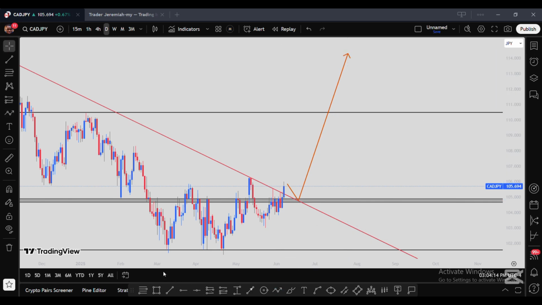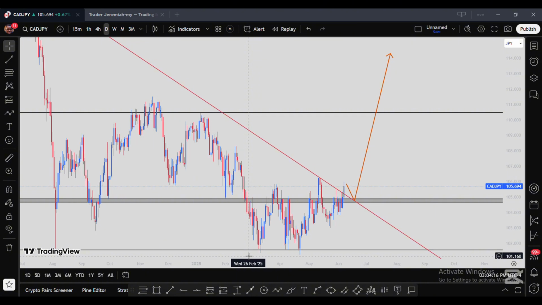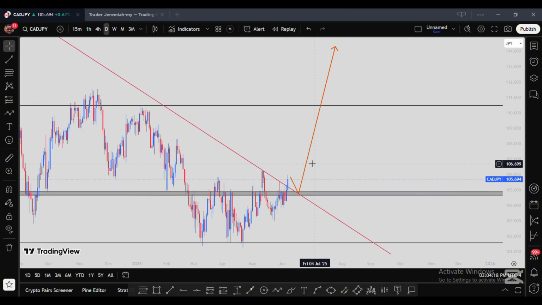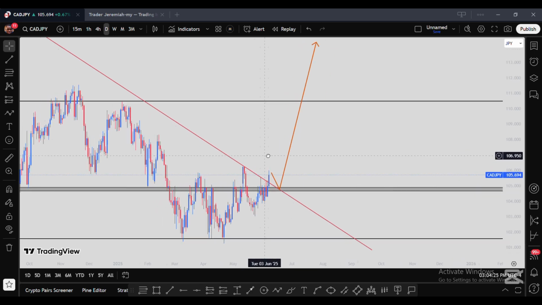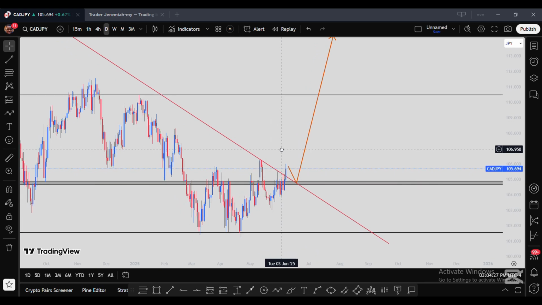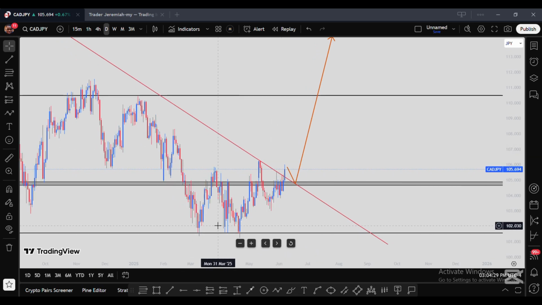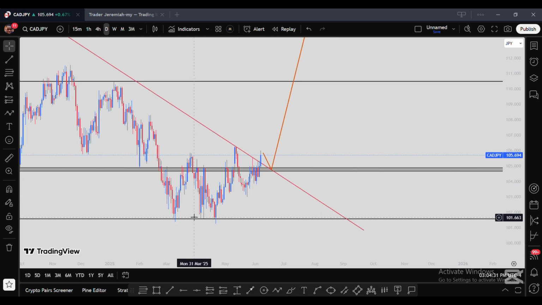So after price broke this counter trend line and also broke this key level, I'm just waiting for price to continue heading higher since the direction of the market is to the upside, and also for price to form a double bottom somewhere around here.